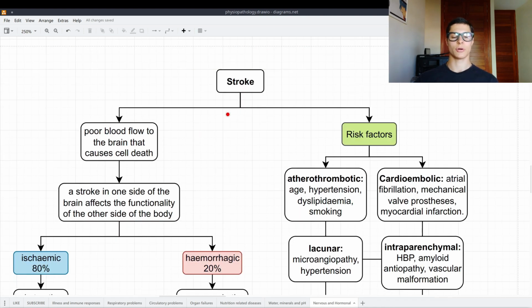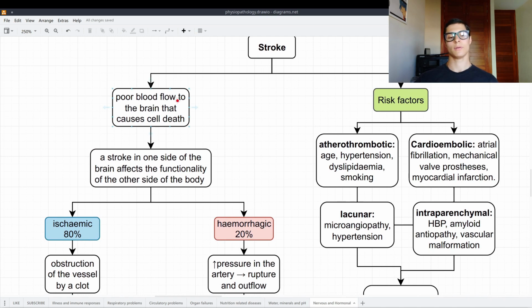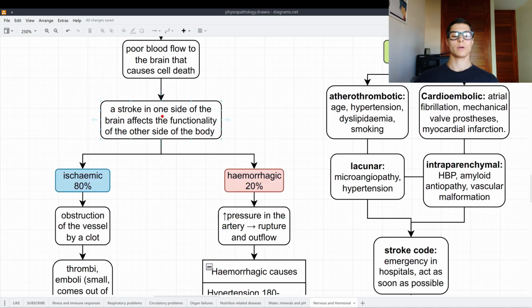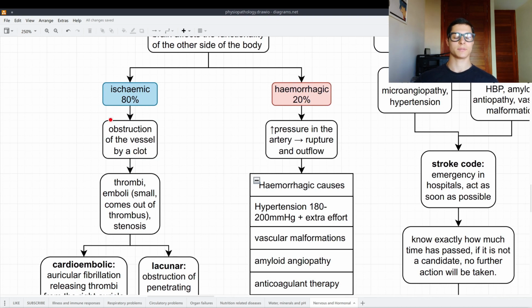Taking a look at the stroke, it is poor blood flow to the brain that causes cell death, necrosis. A stroke in one side of the brain affects the functionality of the other side of the body. Very important. It can be ischemic 80% of the time, via an obstruction of the vessels by a clot, thrombi, emboli, or stenosis. Or it can be hemorrhagic 20% of the time, because of high pressure in the artery, and it creates a rupture and outflow.